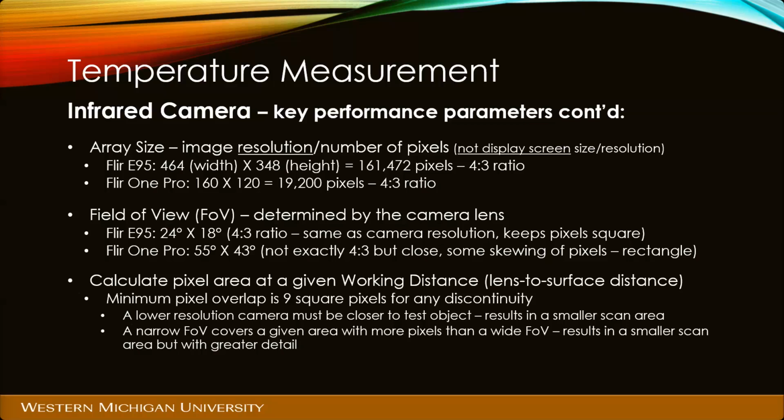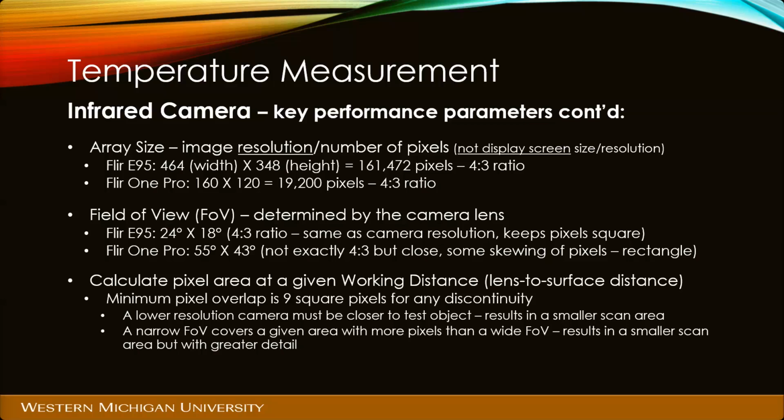And then finally, we have to keep in mind, based on that array size, the number of pixels, the field of view, and the distance, how far away we are, determines how big of an area each pixel is measuring. And from there, we can figure out what's the minimum size discontinuity that we're able to accurately measure. And we have to have an overlap of a minimum of 9, a 3 by 3 square, to confirm.